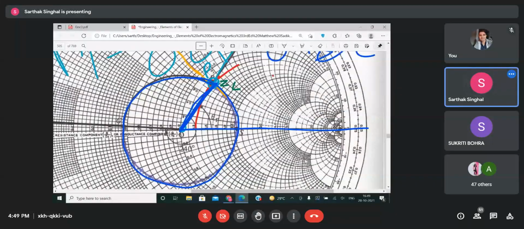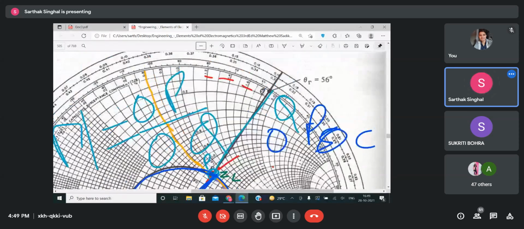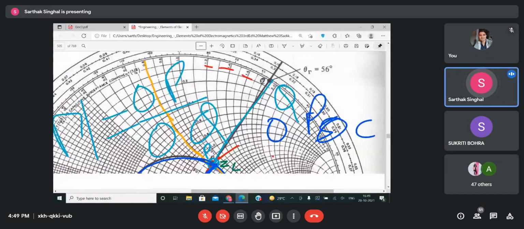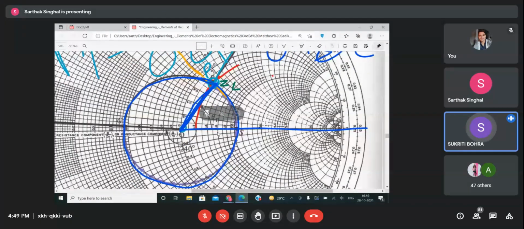So these are known as constant VSWR circles also. Constant reflection coefficient or constant VSWR circles. Is this clear? Okay. Now what was the third parameter?